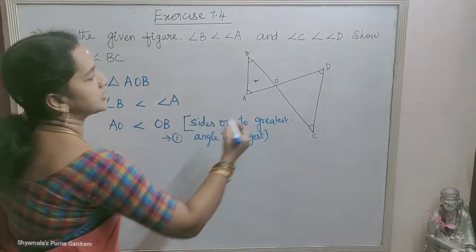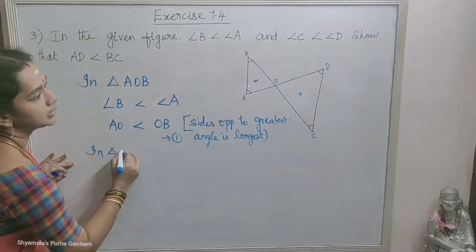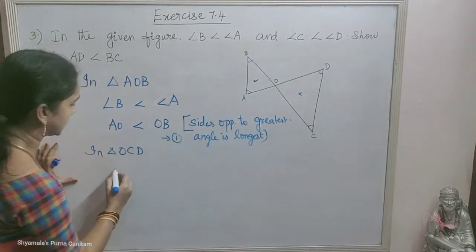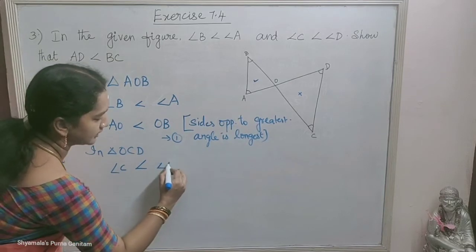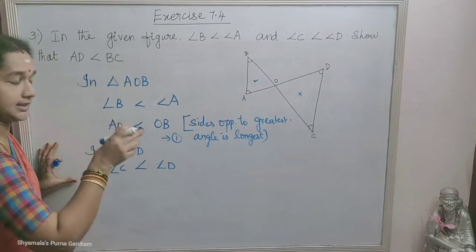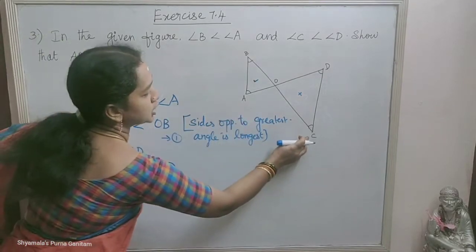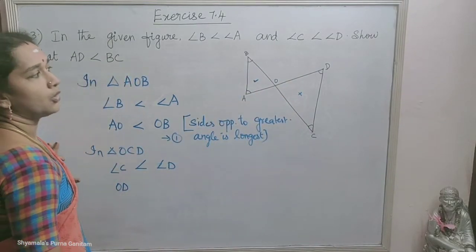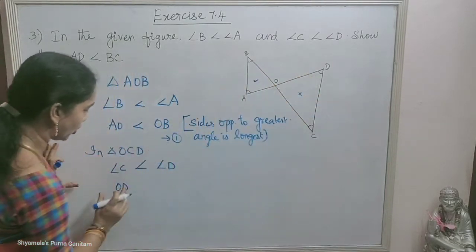Okay. Then next we will take the other triangle. In triangle OCD, what is given in the question? Angle C is less than angle D. That is, angle D is the largest angle. Angle C is the smallest one. So opposite to angle C, we have the length OD.